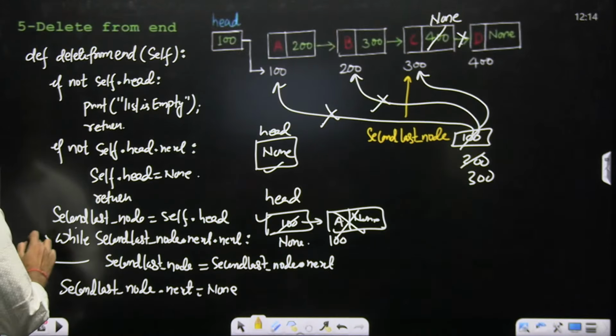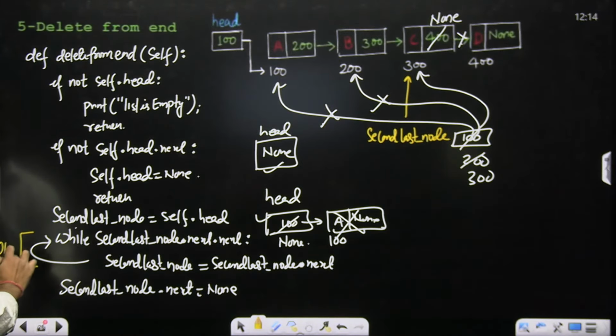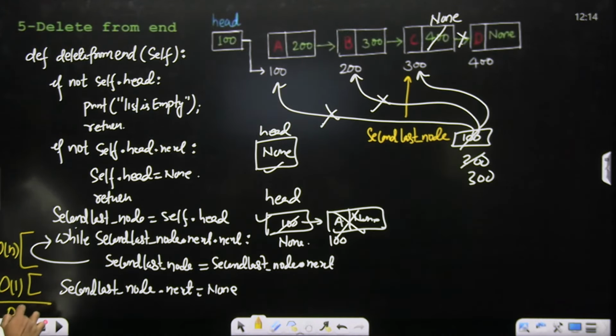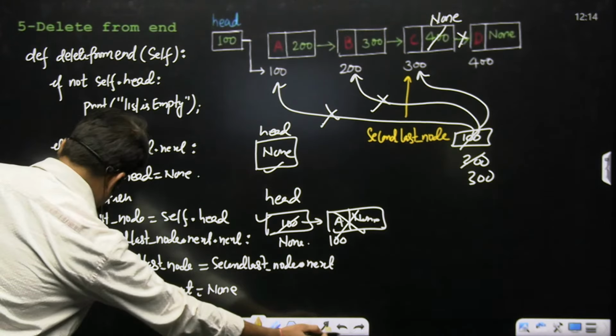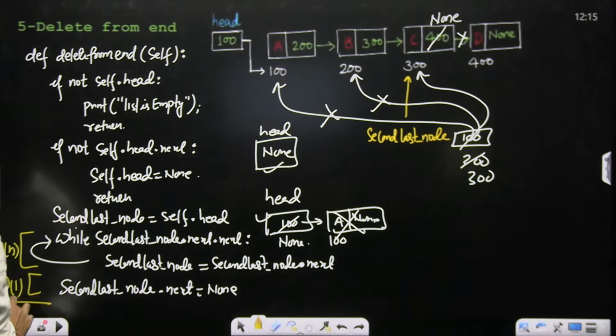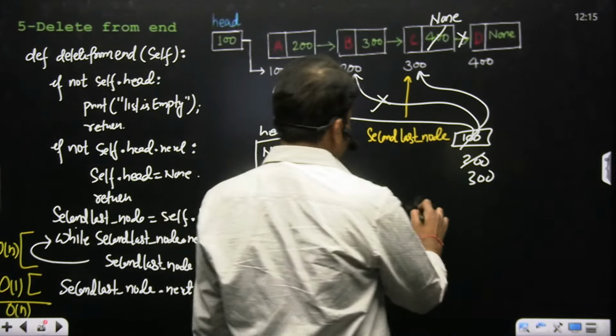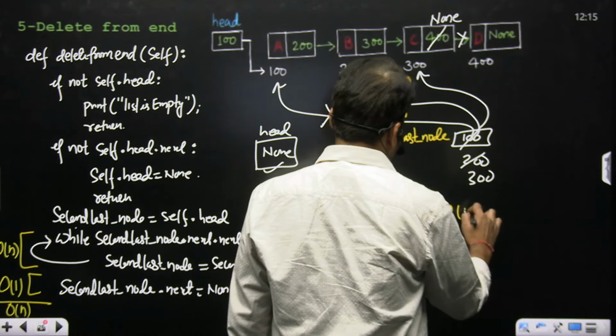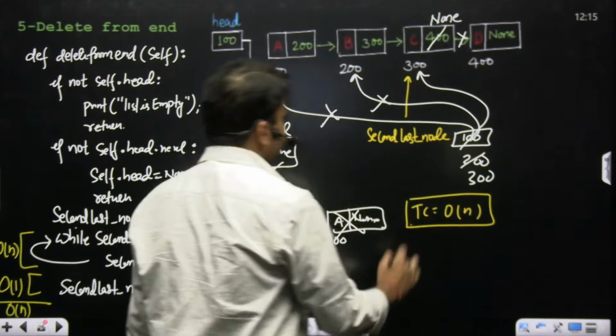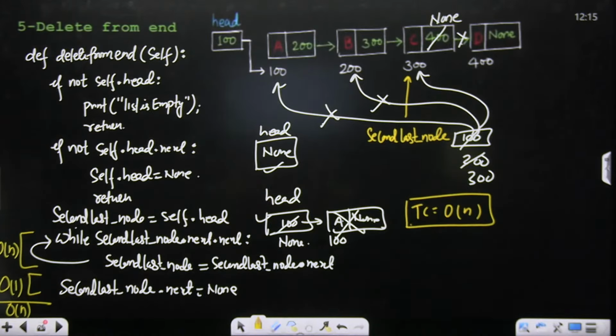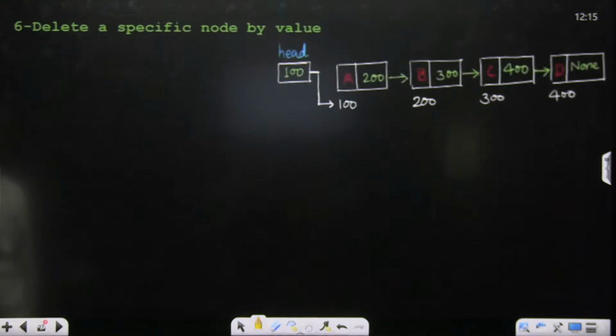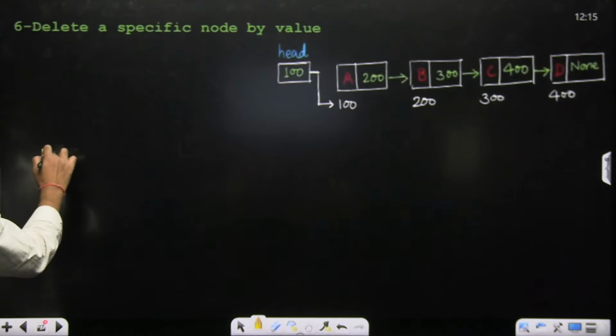What is the time complexity for this one? The loop is order of n, and the pointer adjustment is constant, so overall the time complexity is order of n. Similarly, deleting a specific node by value, try yourself as homework.